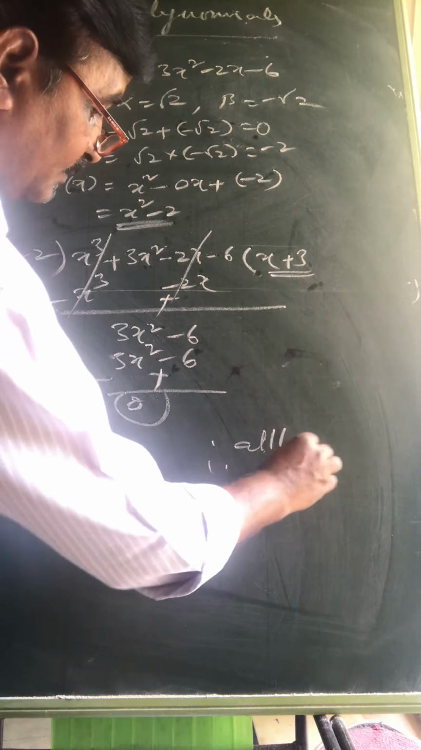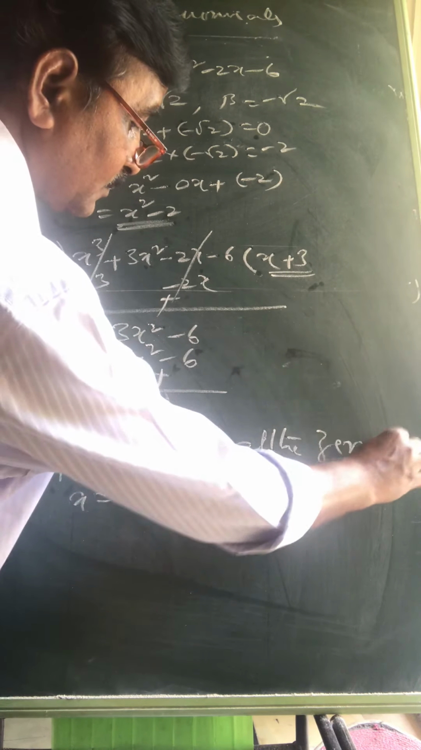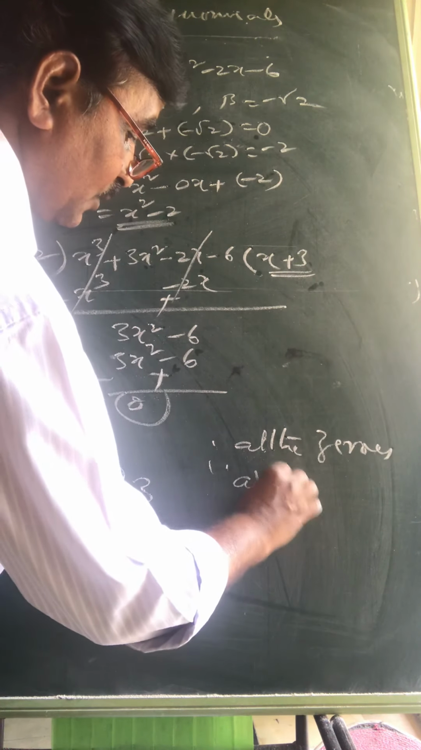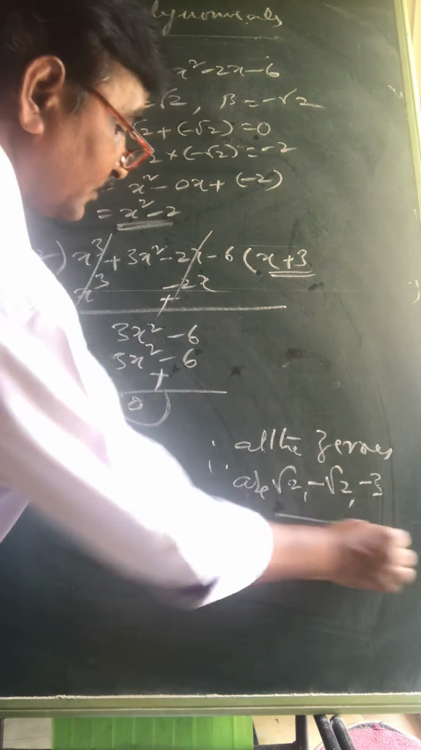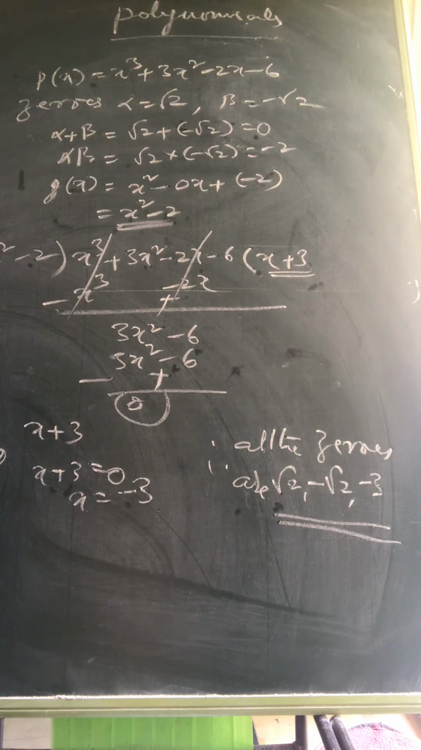All the zeros are root 2, minus root 2 and minus 3. These are the 3 zeros. It also depends upon the division algorithm.